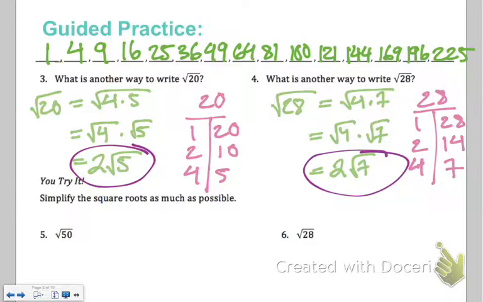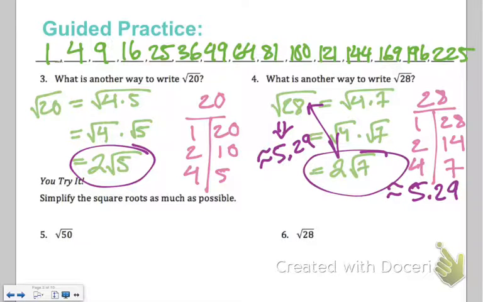And what's interesting, if you take your calculator right now and you put the square root of 28 into your calculator and round its decimal value, let's say to the nearest hundredth, you would get approximately 5.29. So similarly, if you put 2 times the square root of 7 into your calculator, you'll get the same exact answer. It's approximately 5.29.